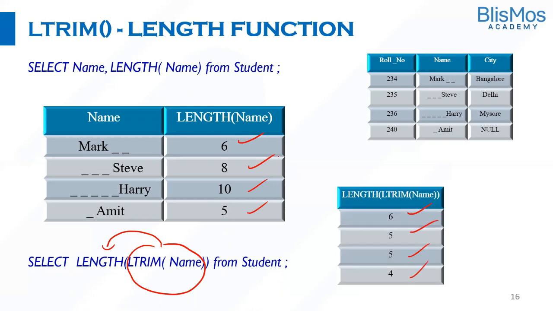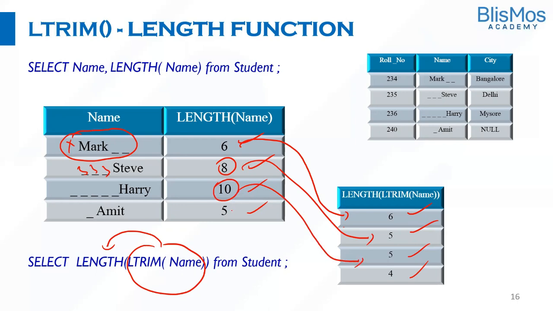Why is that 6 remains 6? Because it is only trimming on the left side. In this case, there are no spaces on the left side. There are no leading spaces. So the length would remain same. But on the other hand, in the case of Steve, we have 3 leading spaces. That way, that will become 5. And in case of Harry, 5 leading spaces, that becomes 5. And we have Amit, that becomes 4.